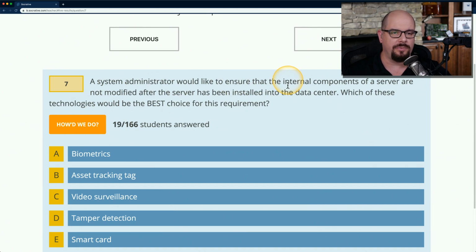A system administrator would like to ensure that the internal components of a server are not modified after the server has been installed into the data center. Which of these technologies would be the best choice for this requirement? Would it be biometrics, asset tracking tag, video surveillance, tamper detection, or smart card?